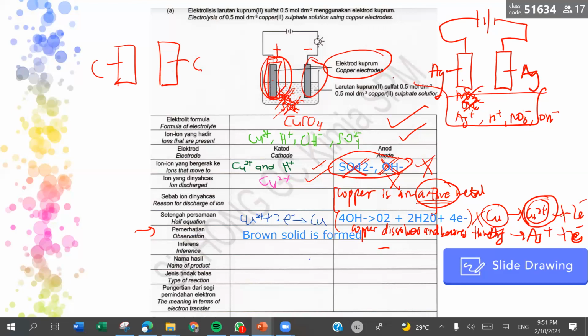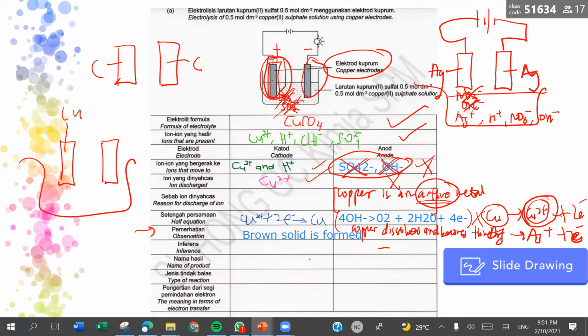Okay, do you know what Zahir asked? He asked if blue intensity increases, why is the blue intensity increases? Can anyone tell teacher? Because copper 2 ions are added to the water. Very good, because my copper 2 ions are added here.